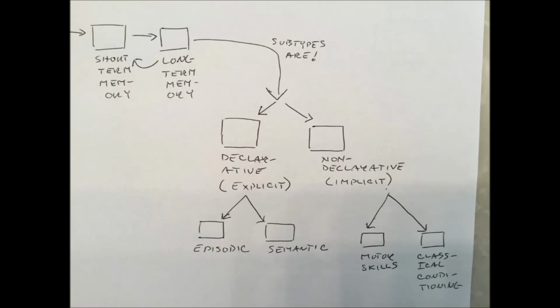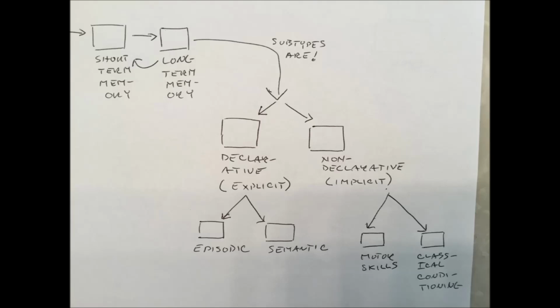Okay, here's our new slide. If you take a look at the top, you can see that information is moving from short-term memory to long-term memory. But if you follow the line farther to the right, you see the word subtypes are. And we see that there are a number of subtypes of long-term memory. They split into two types, declarative and non-declarative long-term memories. I also give you the alternate names. Explicit is an alternate name for declarative, and implicit is an alternate name for non-declarative.